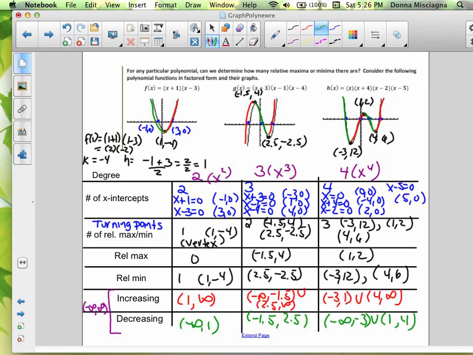Notice if we look at all those little pieces, negative infinity to negative 3, negative 3 to 1, 1 to 4, 4 to infinity, we've got the whole domain, negative infinity to infinity, covered between the 4 pieces. If you don't have negative infinity to infinity covered with your 4 pieces, you have made an error somewhere. For polynomials, the domain is all real numbers, so negative infinity to infinity.